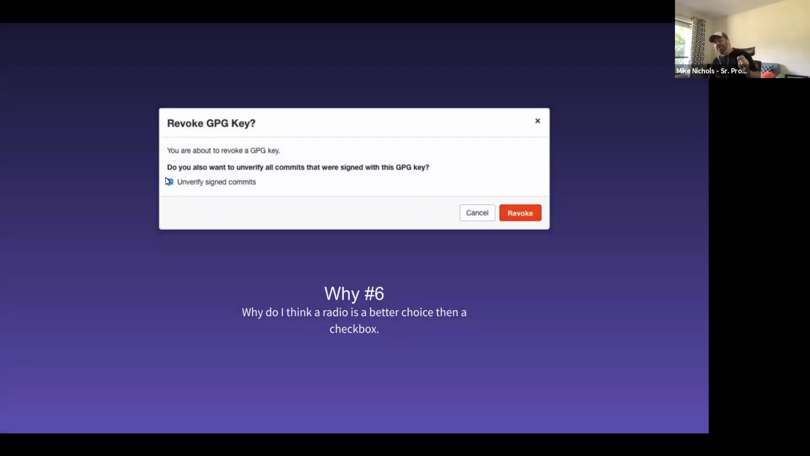So there was one key difference between Marcel's solution and my solution, which leads us to why number 6. Why do I think a radio button is a better choice than a checkbox? Marcel's solution was to give you the revoke path and then let you, as a checkbox, secondarily choose whether you also want to unverify signed commits.